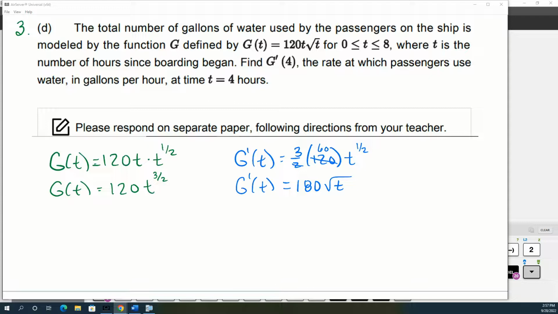And then finally, the last thing we would want to do is put 4 in for t. So that's going to be 180 times 2, and that's going to be 360 gallons per hour.